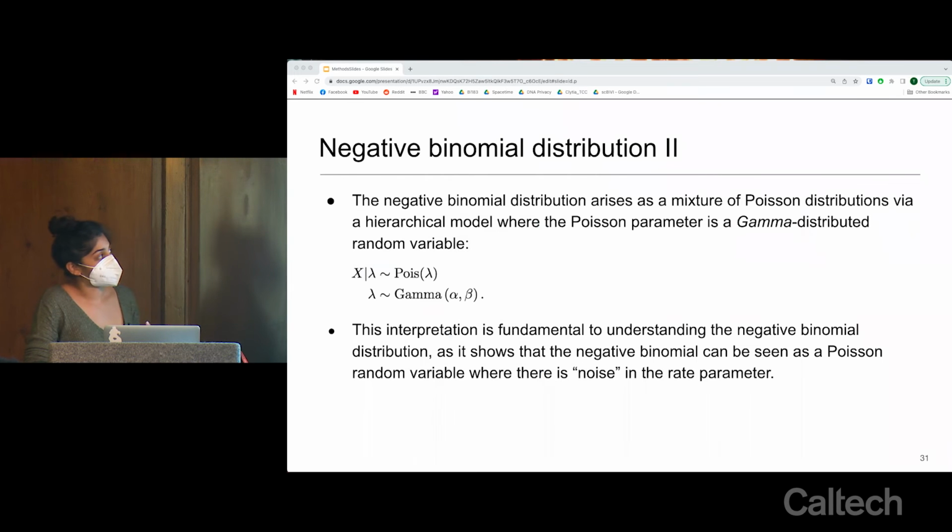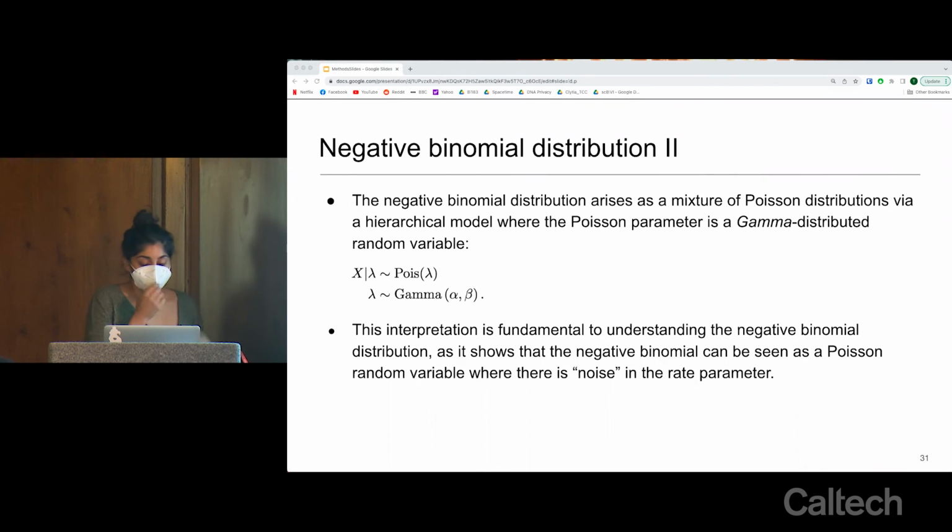Another way that's nice to think about this, and this is in the trend of multiple things leading to the same solution, is that the negative binomial can be written as a Poisson distribution where the rate parameter is not deterministic and is actually distributed according to a gamma. So this is the continuous distribution that I was talking about.